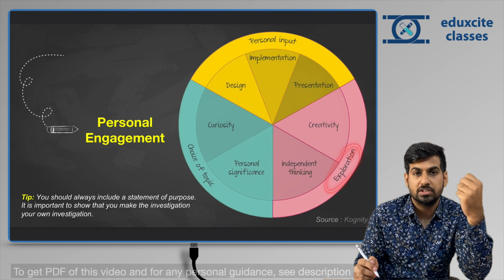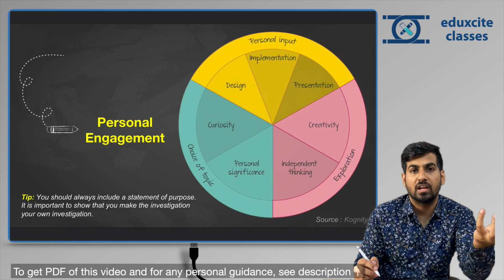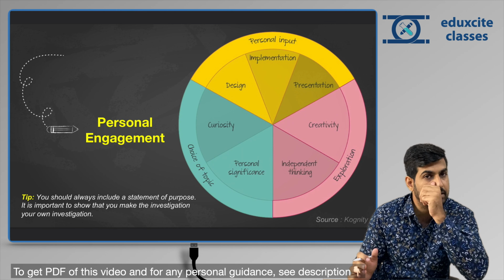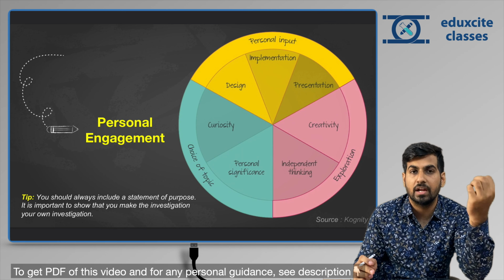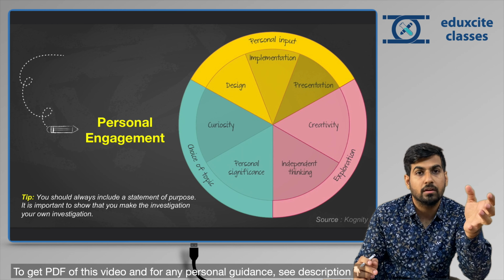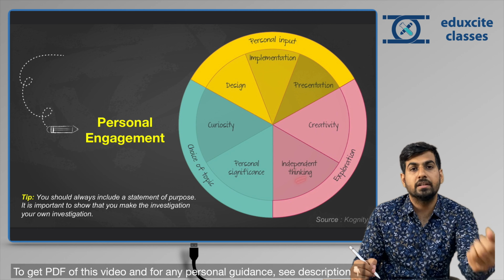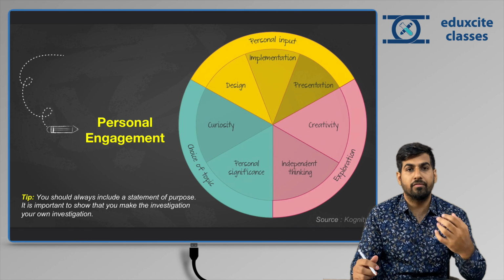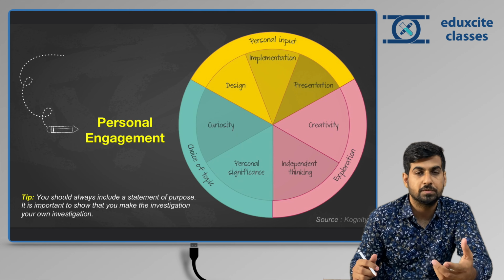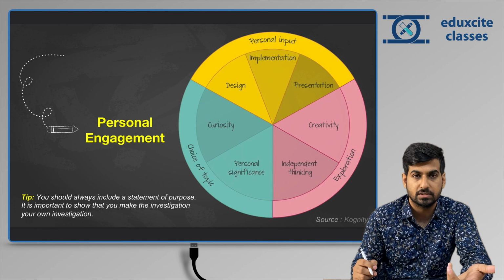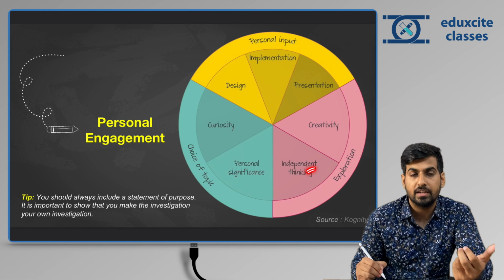Now comes the exploration, how creative you are. It is not like you have followed a trial and tested method throughout your IA and you will get full marks. How you make some creative work into it. And independent thinking. It is not like you are referring to a textbook and following the same procedure. How you are independent in your thinking.